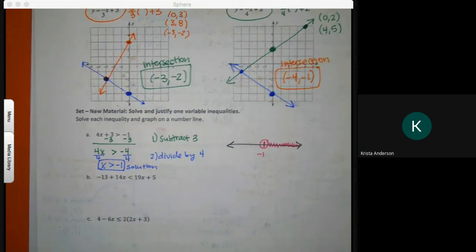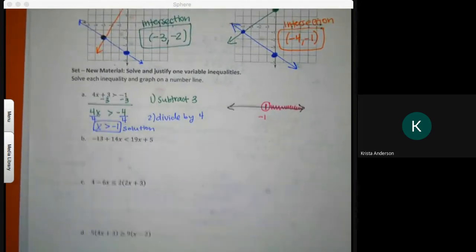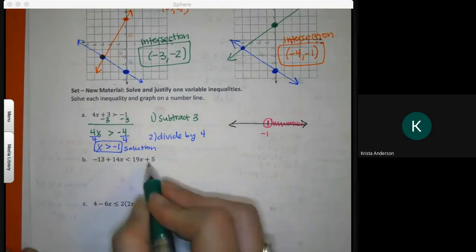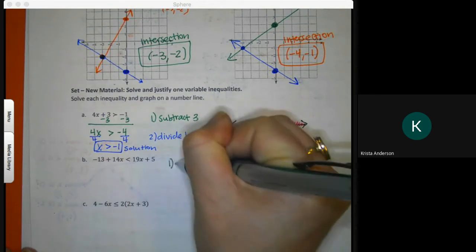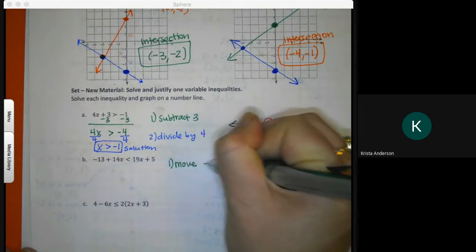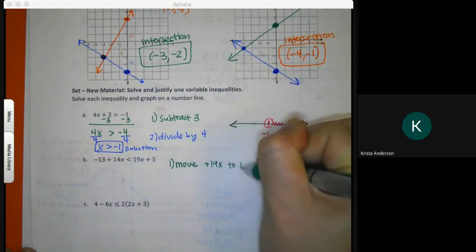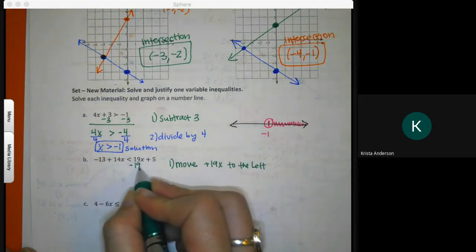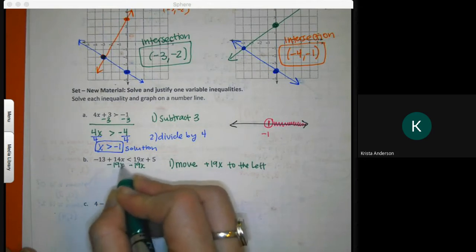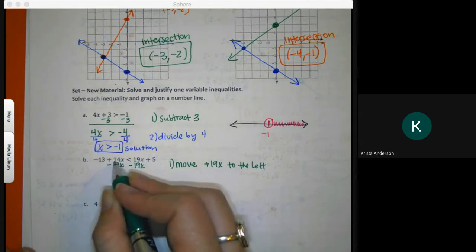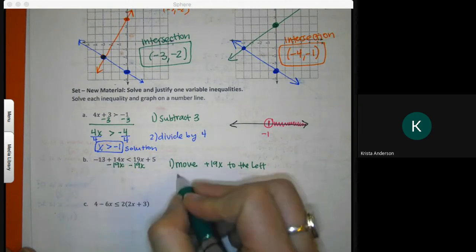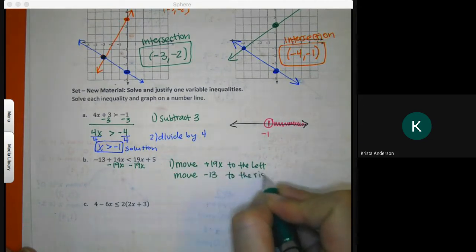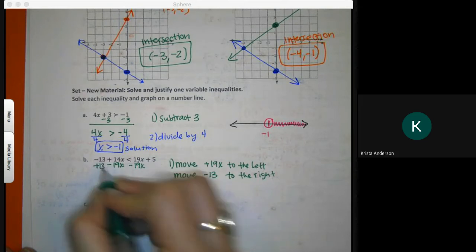All right, question B. Question B is going to be a little bit more difficult because there are 2 x's right here, and there are constants right there. My first step is I'm going to move the positive 19x to the left. To move positive 19, I minus 19x. When I move the 19 over, I moved it over with this 13. I'm going to move that -13 to the right. So I'm going to add the 13.